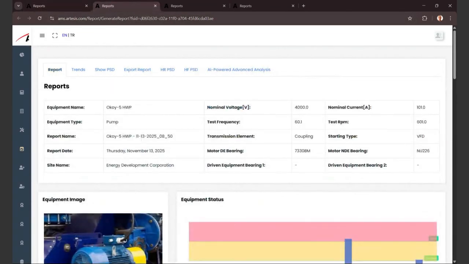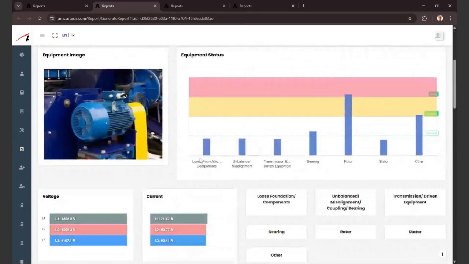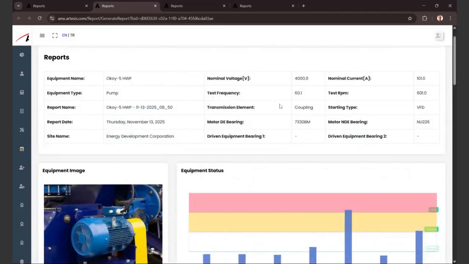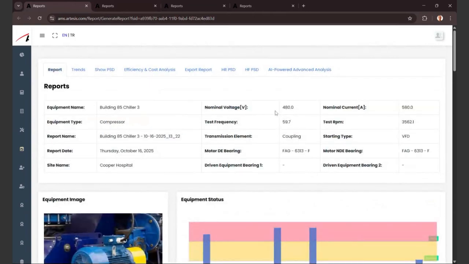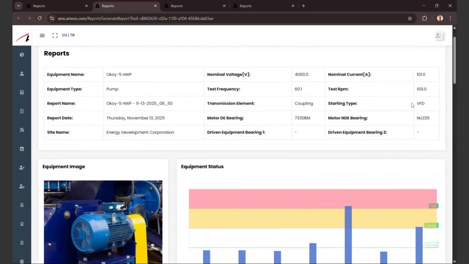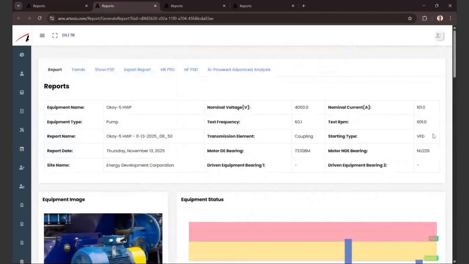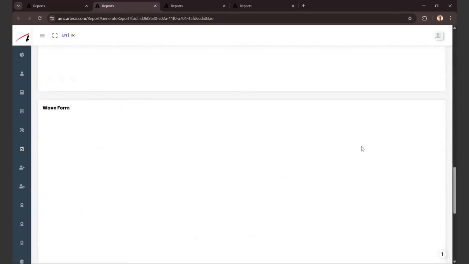Let me see what we're doing on time. Okay, maybe I'll have some time on a couple more assets here. So this is a pump, VFD driven, and unlike the other one, this one is low voltage. This one is 4,000 volts, so it's a medium voltage system. I doubt this is VFD. The information might not be correct. But that's easy to understand.